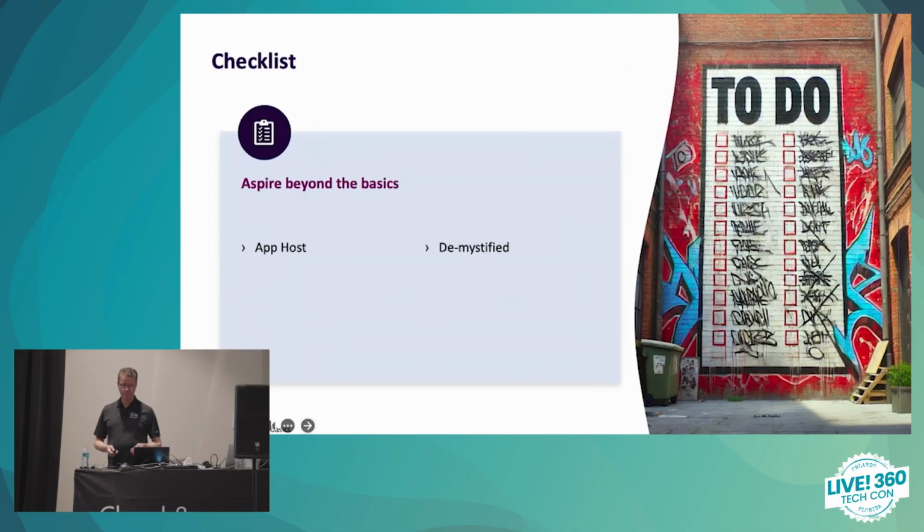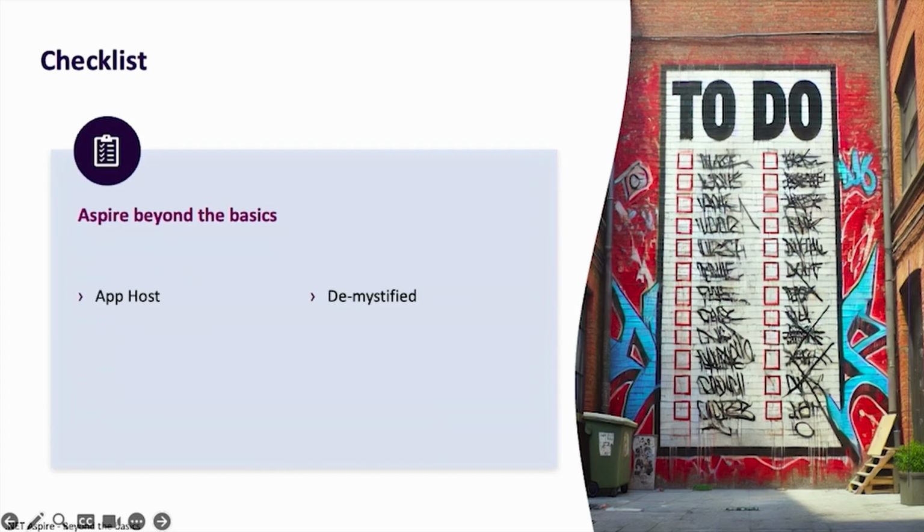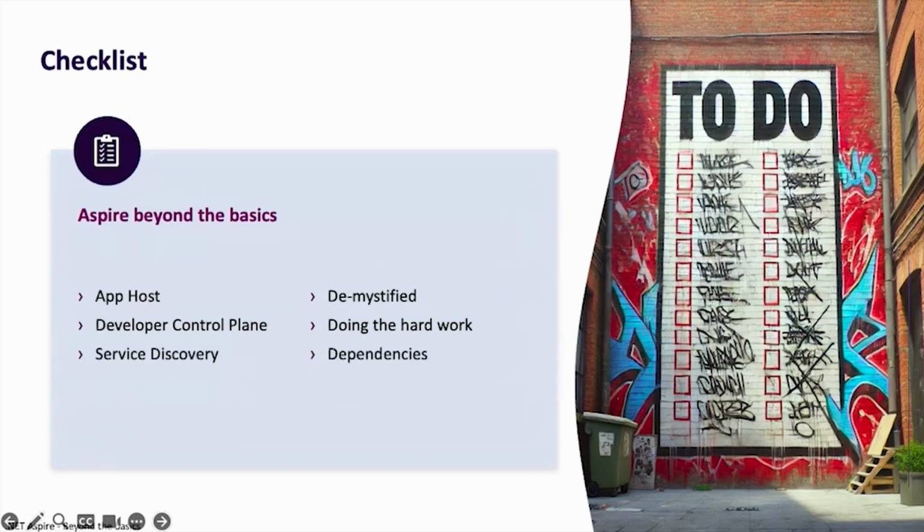So that's quite a big list. So I put it in a checklist, and we will cross them off as we go through the presentation one by one. The first thing is to understand this app host a little bit better. So we need to demystify that. And then there's this thing we've heard about maybe, it's called the developer control plane. Well, let's dive into what that actually does.